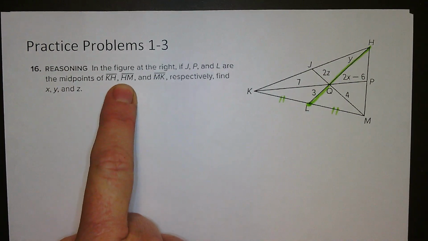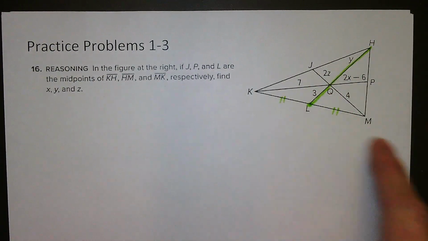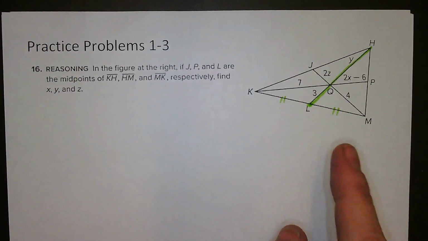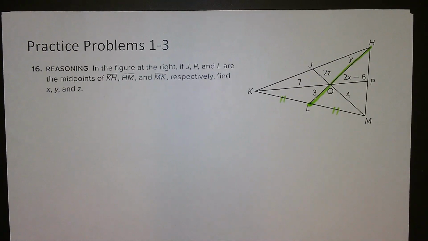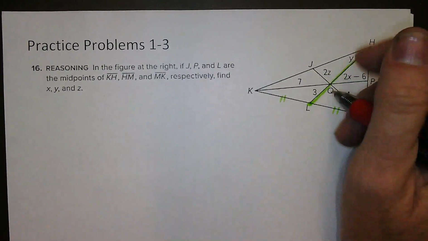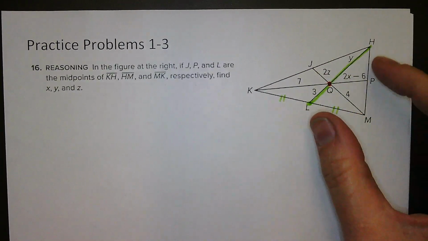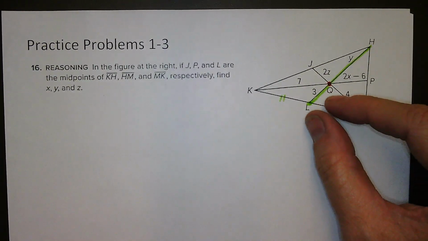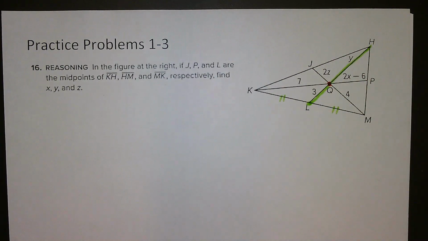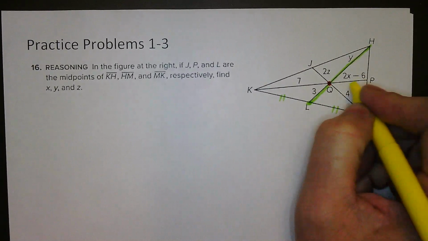KH, HM, and MK. Oh, they're telling us it's the midpoint of the other side. They want you to find X, Y, and Z. So it's important here that we recognize that this point right here, Q, is our centroid. So it is splitting up every median into two parts where one is twice as big as the other. So if we start with X, and actually on this one, X is the trickiest one. They show you that here.